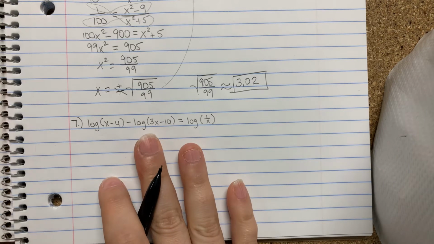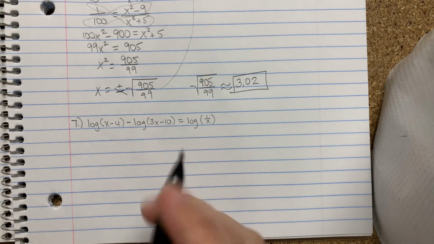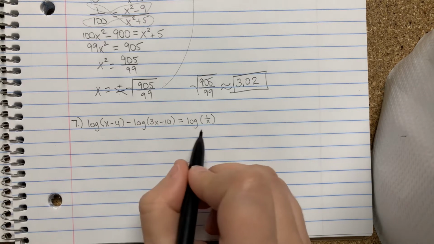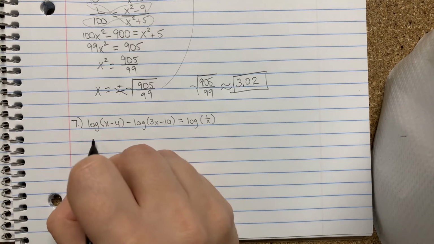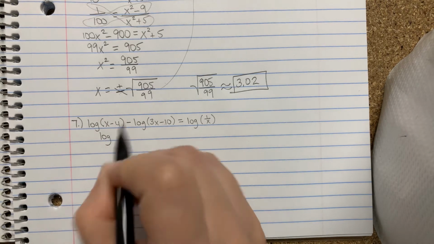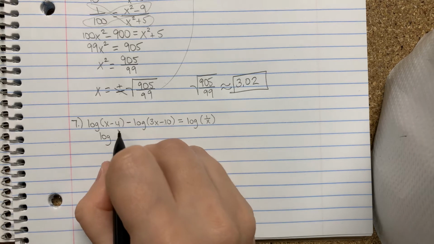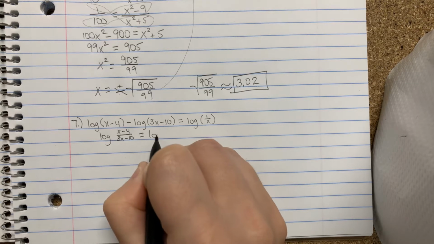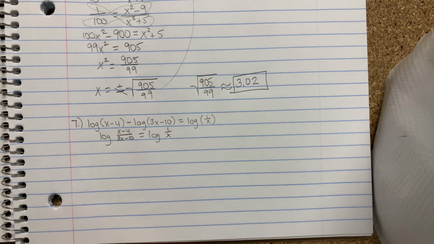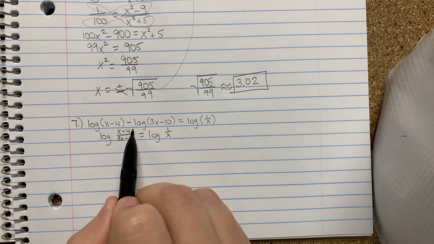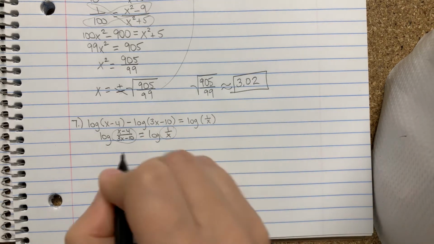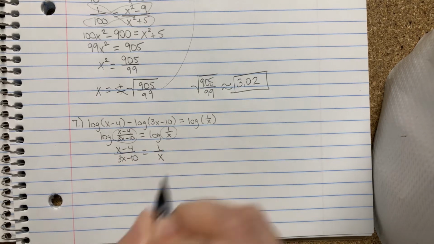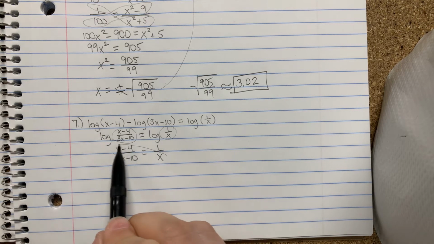Okay, so this one, let's see. I'm going to combine these, and then I'll show you what I'll do from there, because this is actually going to make it a lot easier. Okay, so this would be the log of, because it's subtraction, that's division, so (x minus 4) over (3x minus 10). And that equals the log of 1 over x. Well, that means because these are the same base, this equals this. So (x minus 4) over (3x minus 10) equals 1 over x. Then I can solve from there. So let's just cross multiply.